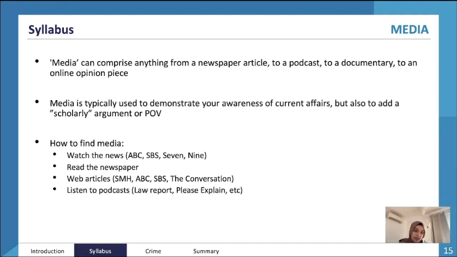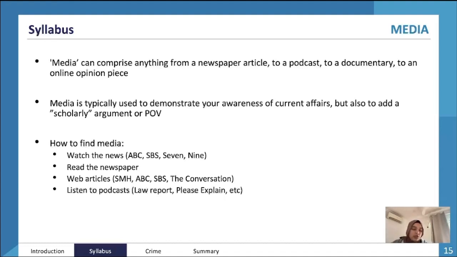So how to find media? There are a couple of ways that you can do this. First of all, watch the news, right? SBS, ABC, whatever you want to watch, just turn on the news and have a look. Read the newspaper, right? I know reading the newspaper sounds ancient, but really, you can even subscribe to an online newspaper if you want to. Just make sure that you have any form of access to any form of news.